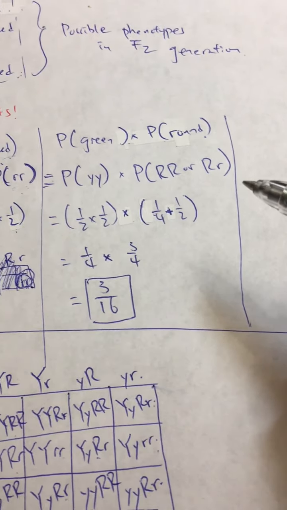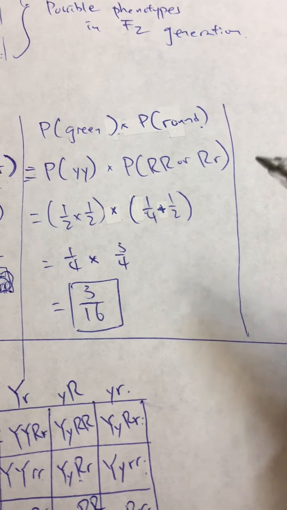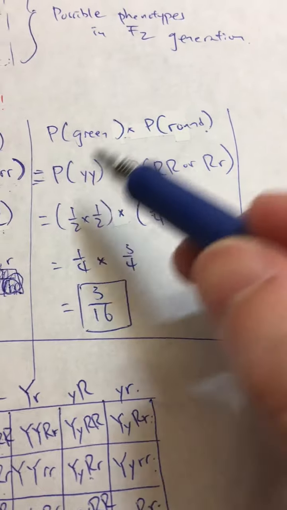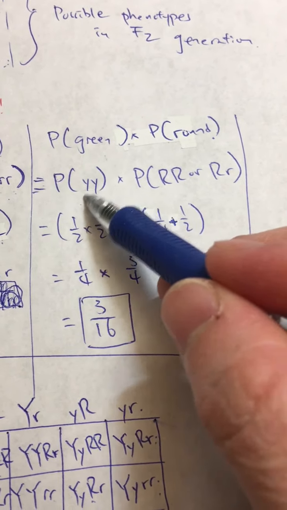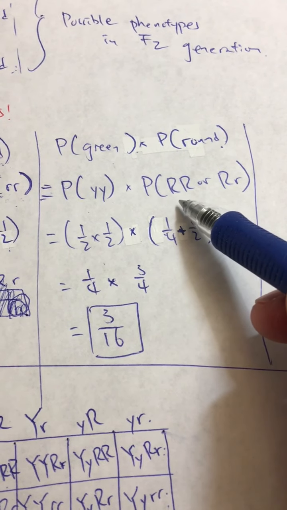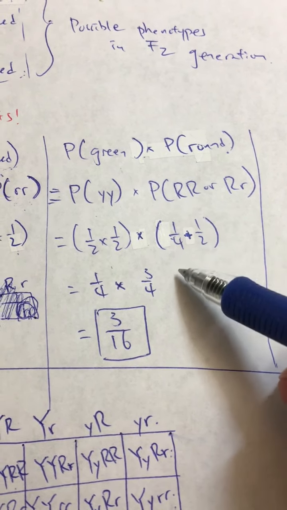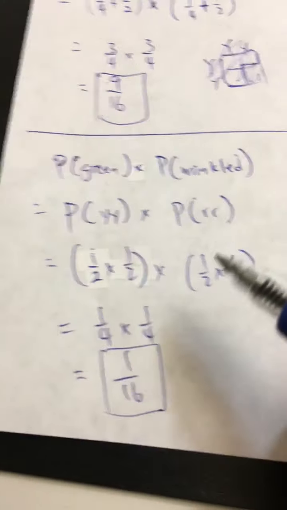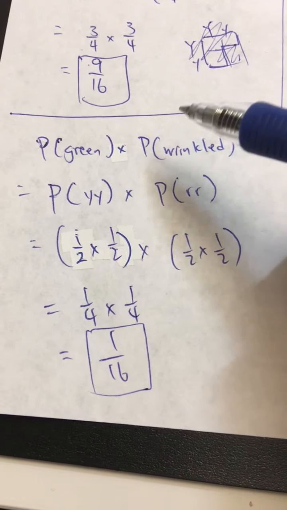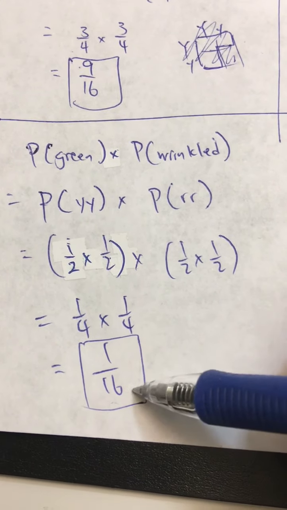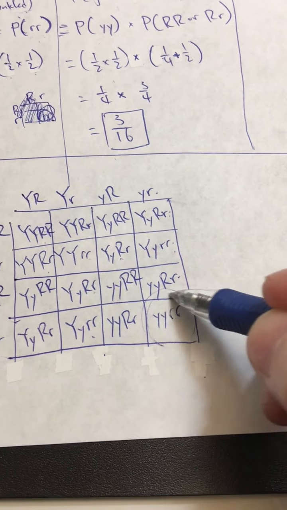And then you do the same thing with the pea being green and round. To be green, you need two small y's, so that's 1/4. To be round, you need just at least one big R, that's going to be 3/4, and that gets 3/16. Finally, calculate the probability of the pea being both green and wrinkled. You should get 1/16, and that's going to correspond to this one.